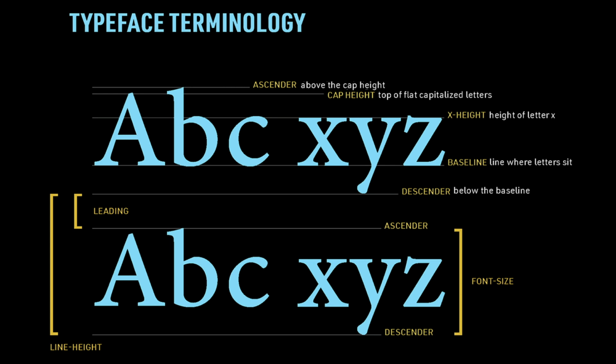Ascenders are letters that extend above the cap height, while descenders extend below the baseline. When you have two lines of text, the leading is the distance between the descender of the line above to the ascender of the line below.